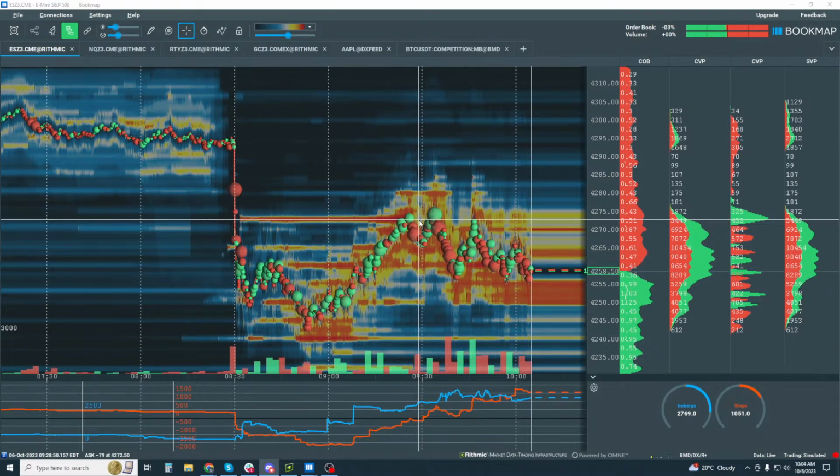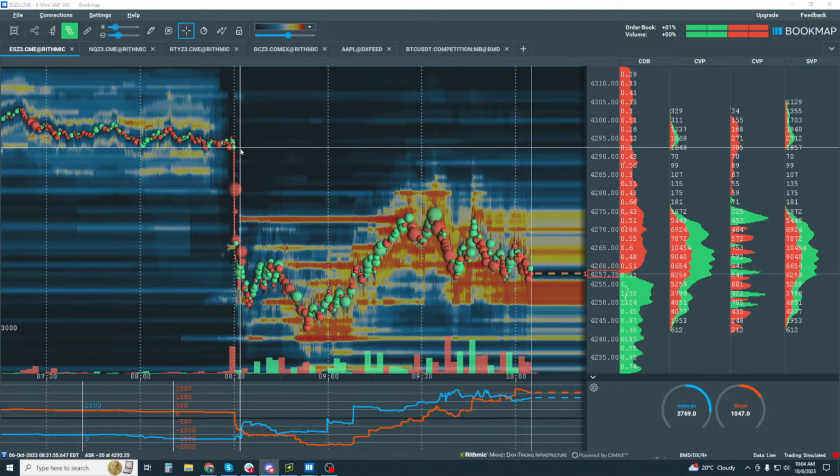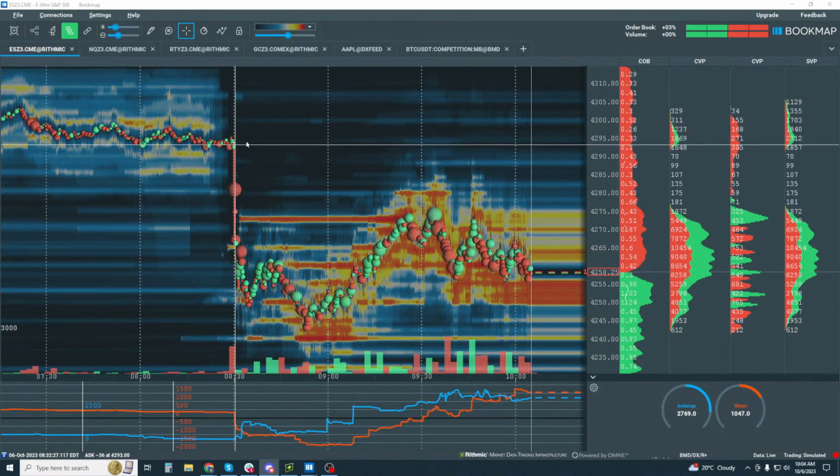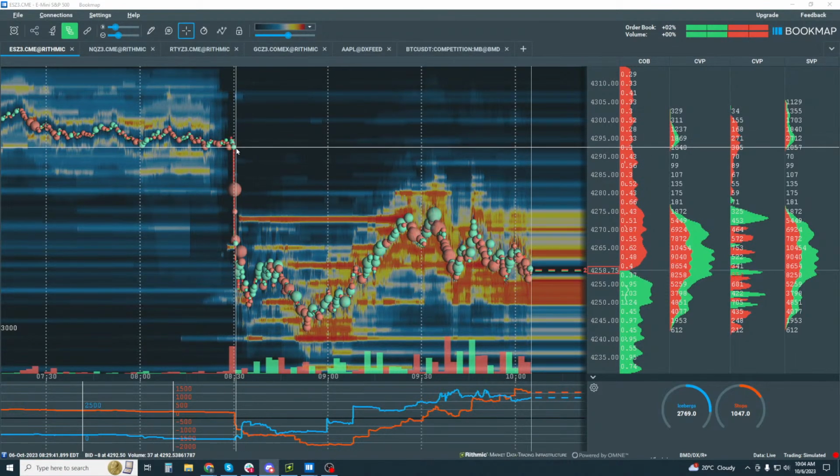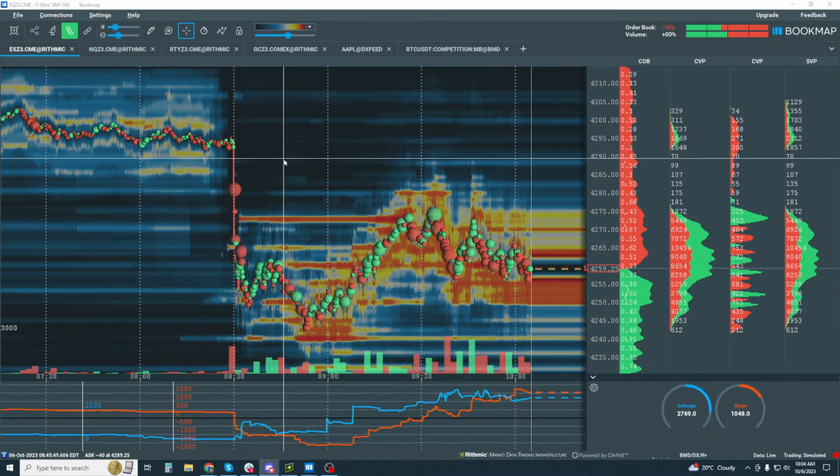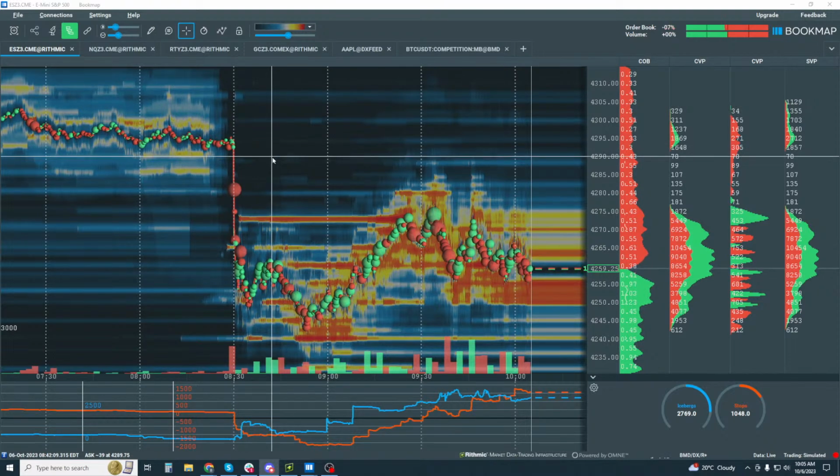Anyway, I'll also explain a little bit more about how we go through that in the Bookmap Academy meetings, in more detail. So anyway, here's our non-farm. The number was really good. The price dropped significantly, about 50 points or so.